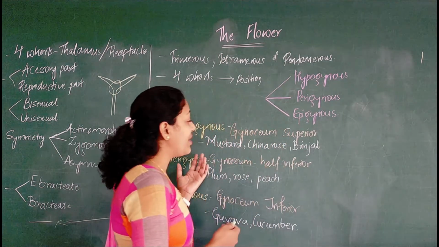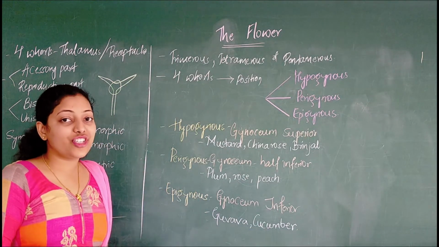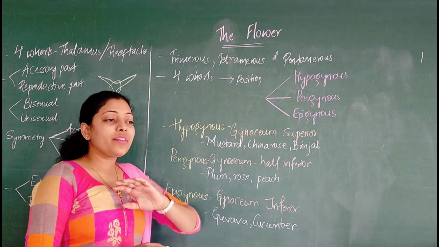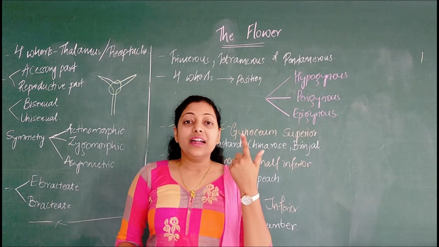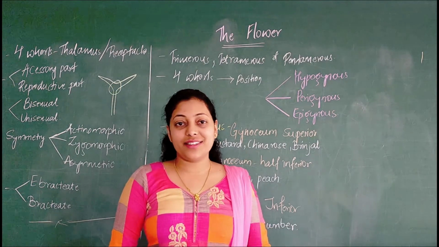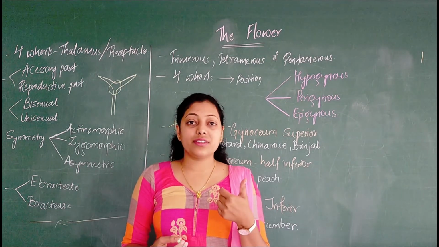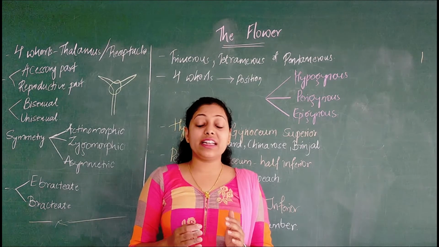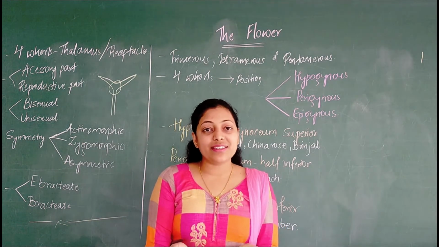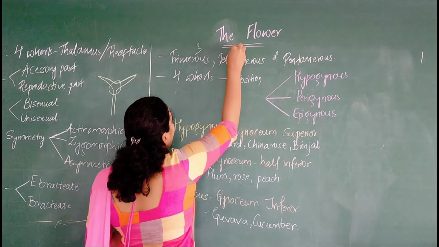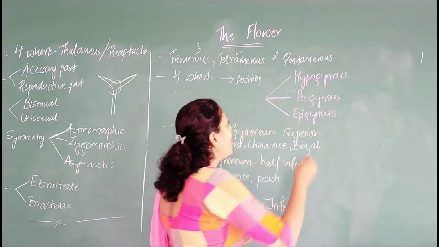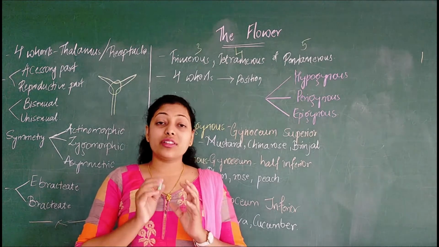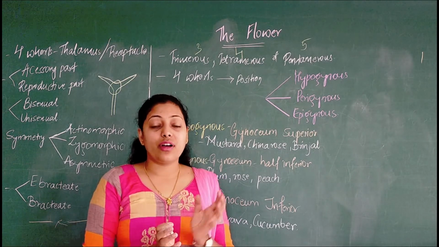So now we can proceed to today's class, wherein we can see the further structures which are observed in the case of a flower. The flower can either be trimerous, tetramerous, or pentamerous. A flower is said to be trimerous, tetramerous, or pentamerous based on the number of petals. If it has 3 petals, it is trimerous. If it has 4 petals, it is tetramerous, or else if it has 5 petals, it is said to be pentamerous.